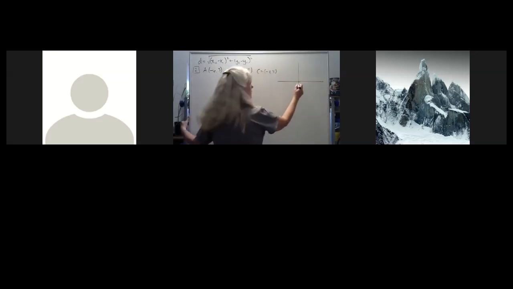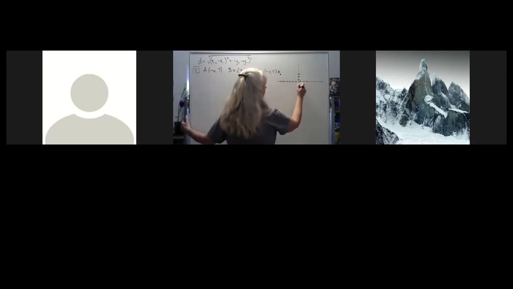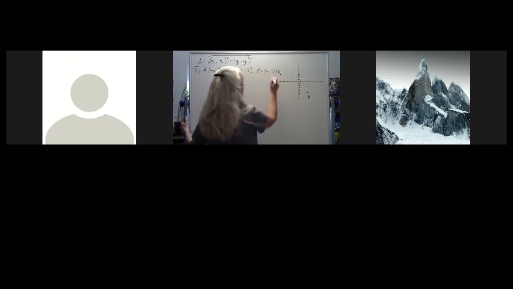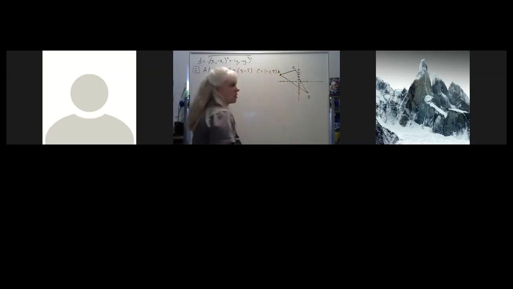So I have -6, 2, 3, 4, 5, 6, up 3. So there's our first point, and I'm going to label it as point A. I have 3, then down 1, 2, 3, 4, 5. And that's point B. And point C is at -1, 5. So it's up here. So I have my 3 points. I can see that, yes, indeed, I get a triangle, but I need to prove that they're a right triangle.